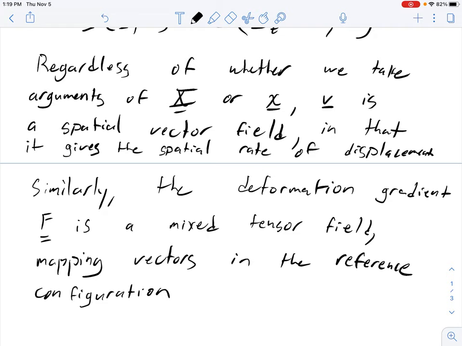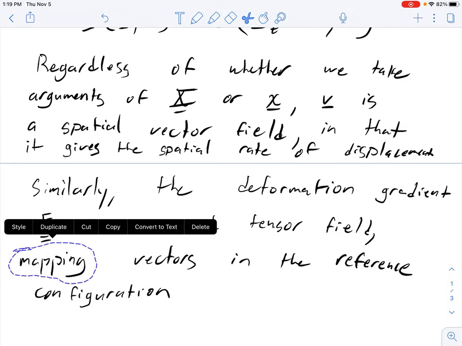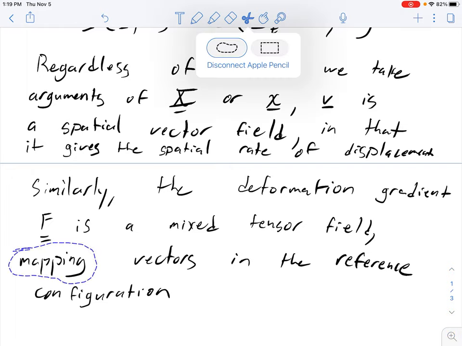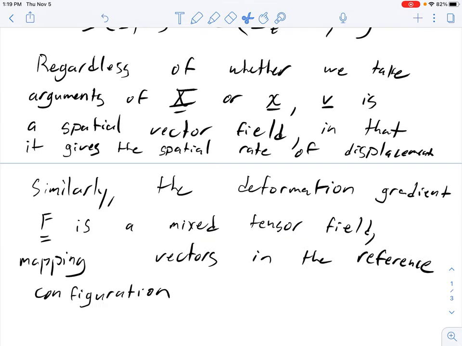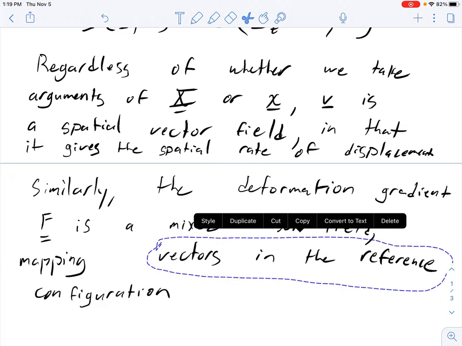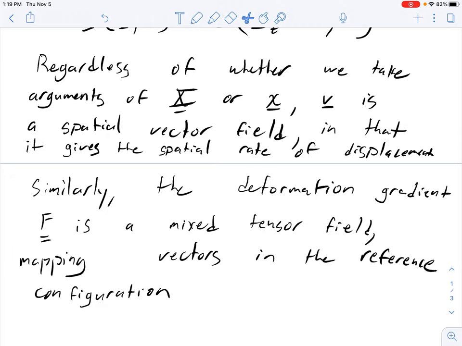And we'll maybe put in a little tangent in there, since really F maps tangent vectors from reference to deformed, and F inverse transpose maps normal vectors from reference to spatial.